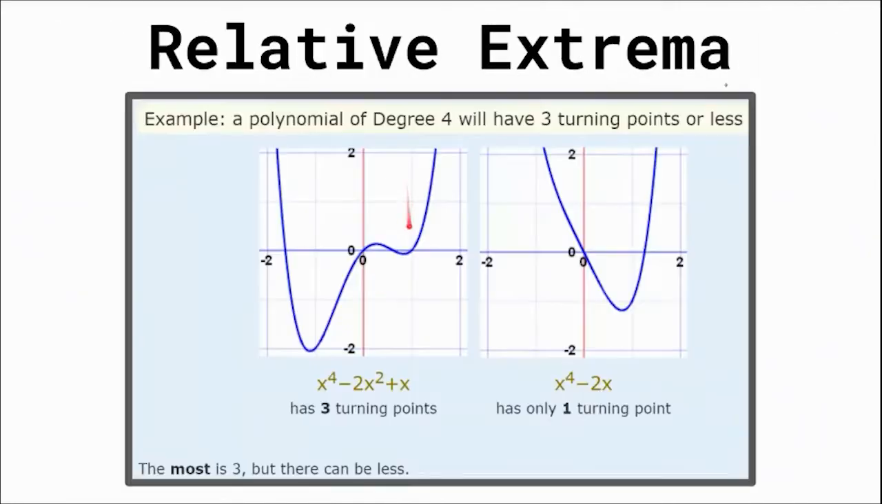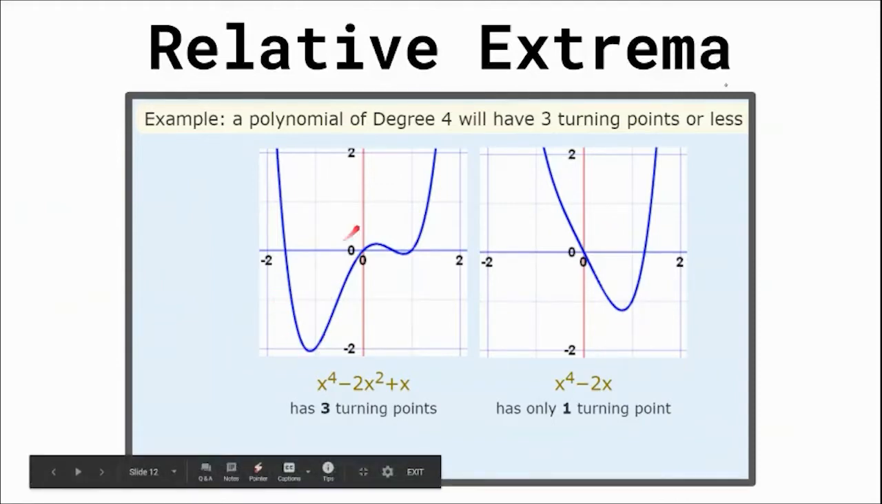Okay. Relative extrema, that's those turns. So however many turns there are, the maximum amount of turns will be whatever the degree is minus 1. So if the degree is 4, there could be 3 turns, there could be 2 turns, there can be 1 turn. There has to be at least 1. Okay. But there can't be any more than 4.